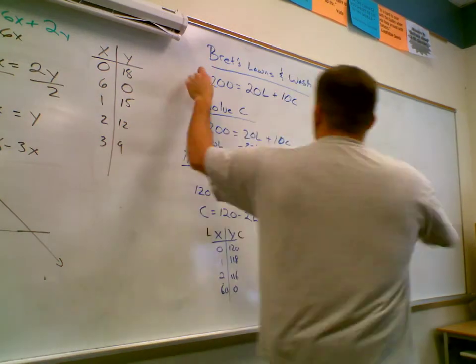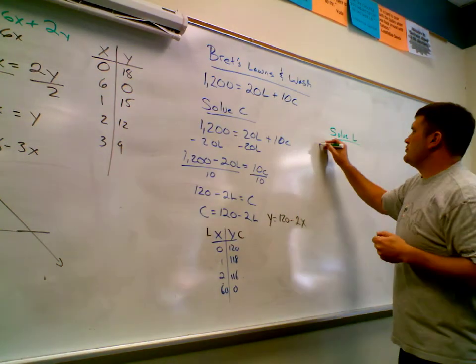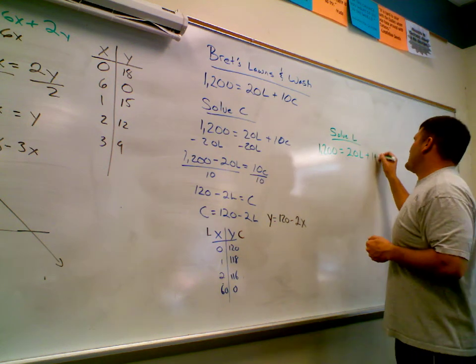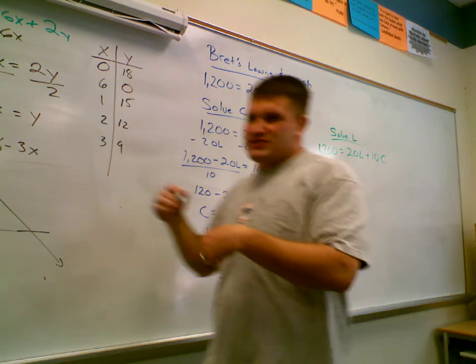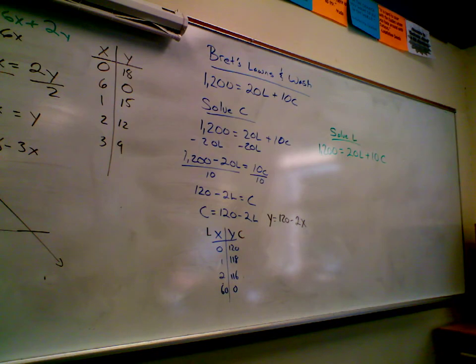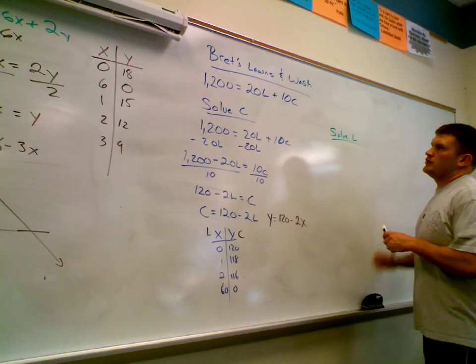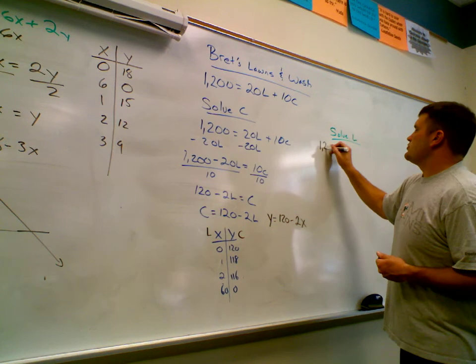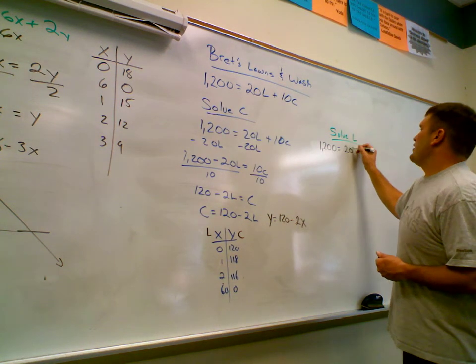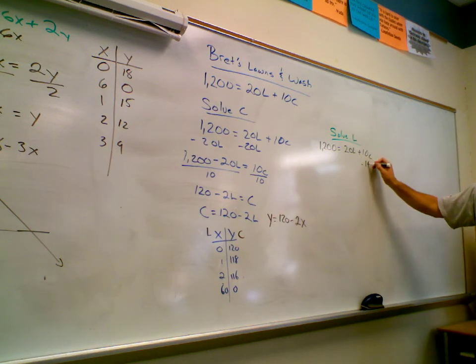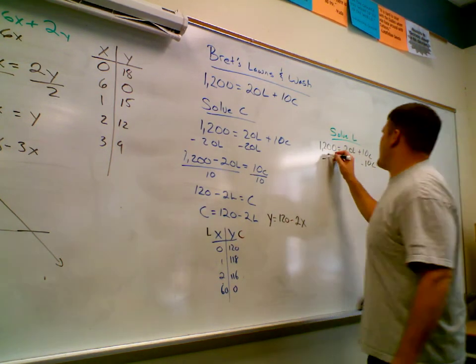So I'm going to solve this equation now. 1200 equals 20L plus 10C. Instead of C, I'm going to solve for L. So what's my first step in solving this for L? So 1200 equals 20L plus 10C. What'd you say, Maddie? Move the C. So subtract 10C from both sides.